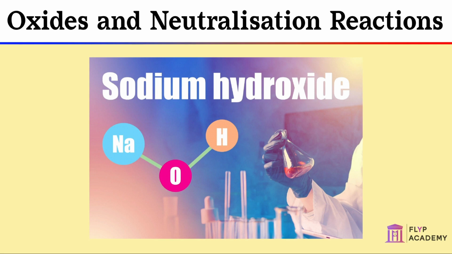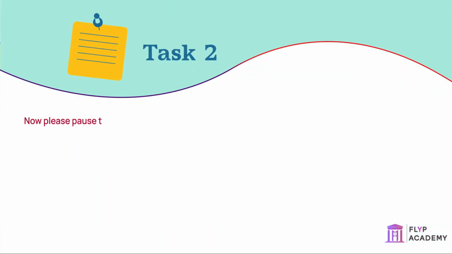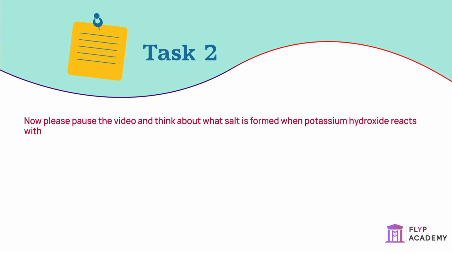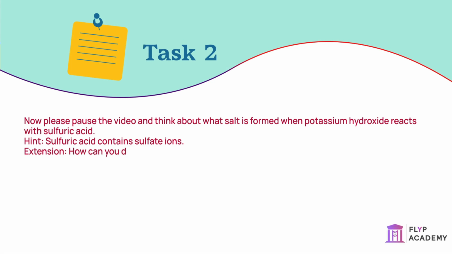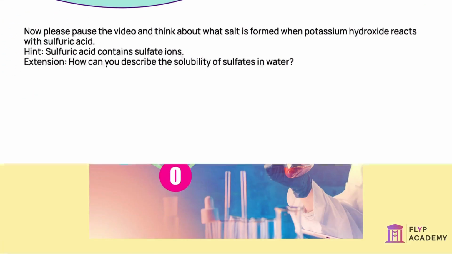During neutralization, one of the products is always a salt. The salt's name is determined by the acid and the alkali it was formed from. Task: now please pause the video and think about what salt is formed when potassium hydroxide reacts with sulfuric acid. Hint: sulfuric acid contains sulfate ions. Extension: how can you describe the solubility of sulfates in water? Now let's discuss these together.